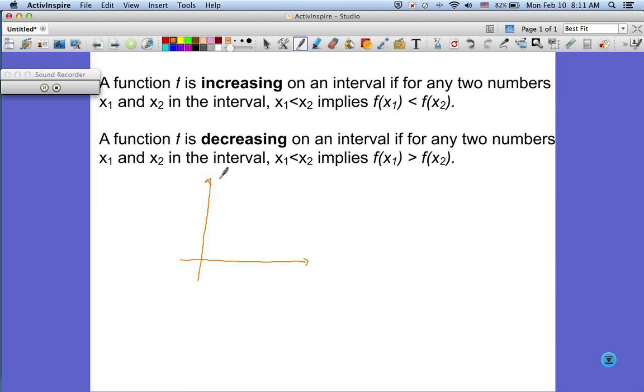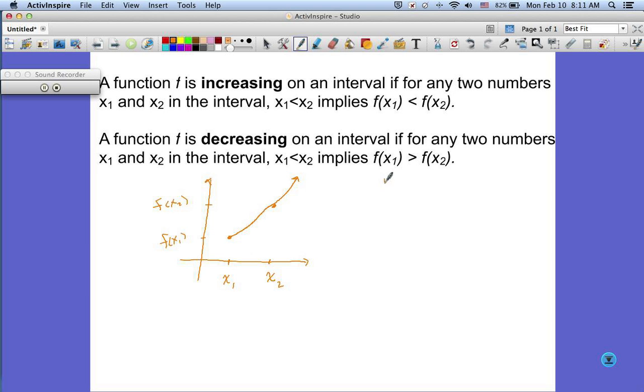All right, so graphically, if you want a visual interpretation, we have a set of axes here, and we have x1 before x2, in other words x1 is less than x2, f of x1, and up here higher, f of x2. So this graph is increasing because x1 is less than x2 and it's increasing. That implies the y value at x1 is less than the y value at x2.